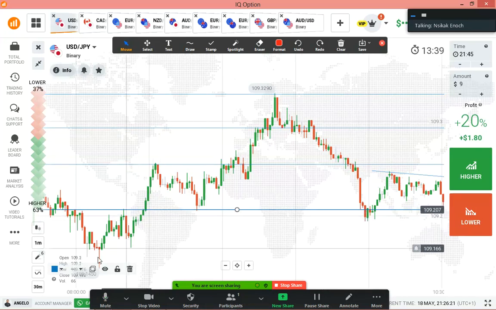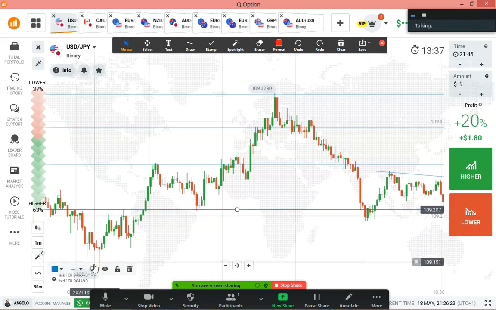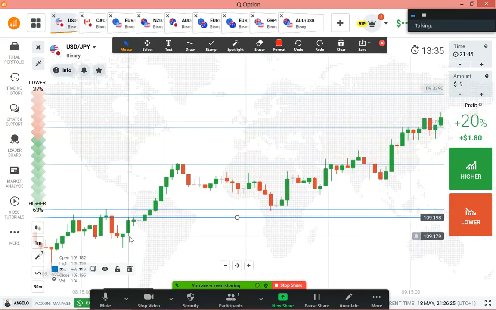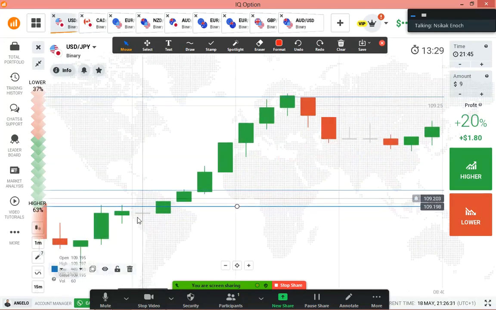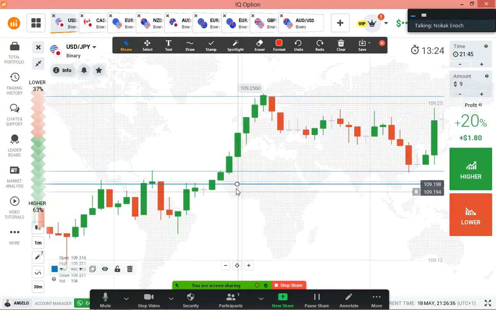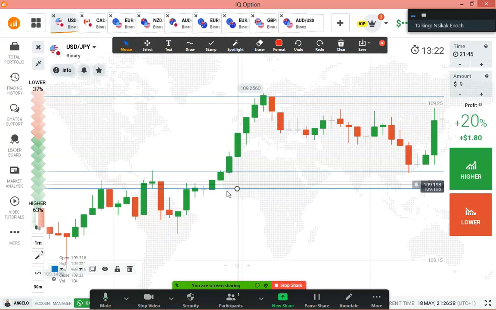Then we have a demand here. This is where the demand started. This doji candlestick is a bearish candle. So after this doji, we see strong buying pressure. So that is where the demand started.